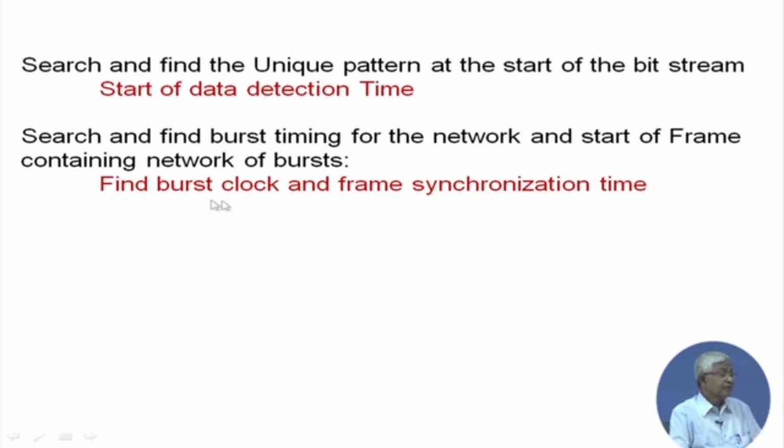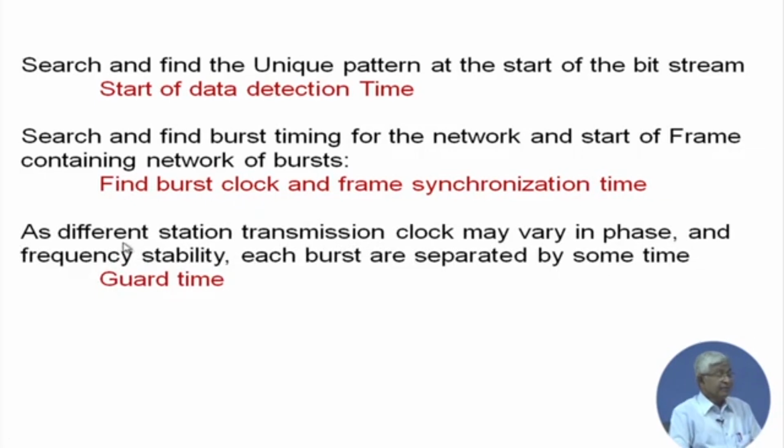So you have to find the burst clock and the frame synchronization time. As the different stations' transmission clocks may vary, each station's clock timing as well as phase may vary. So when the bursts reach the satellite, they may drift this way or that way, with jitter. They should not overlap. Therefore a certain guard time has to be given, just like in FDMA we gave a guard band in frequency, here you have to give some guard time. So these are certain extra times which are required.